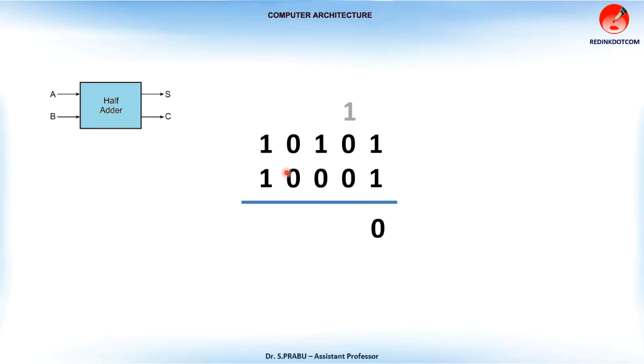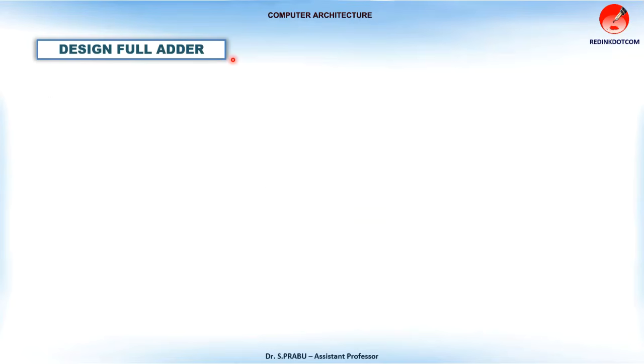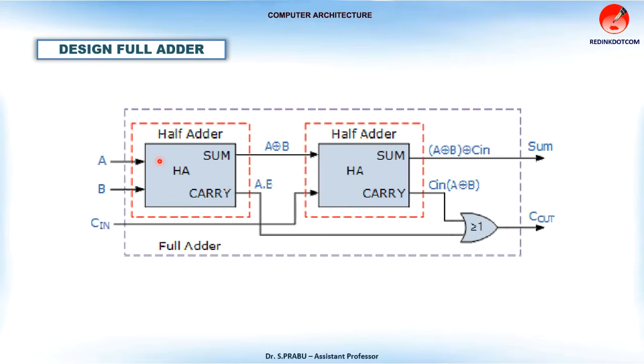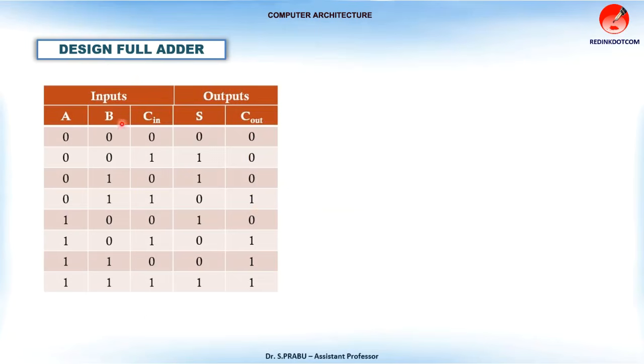So we need a complete adder circuit which contains three inputs and two outputs. That's why we are going to design the full adder. The full adder can be designed by using two half adders connected in this way. But in a procedural way, we should design a full adder by means of a truth table. So we have three inputs. First write all the combinations of three inputs from 0 to 7.